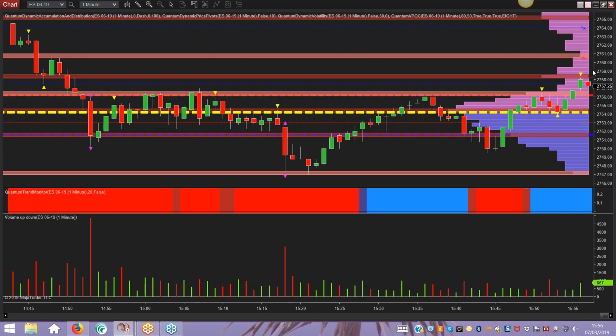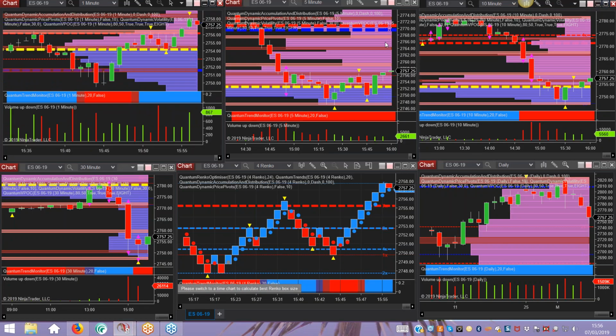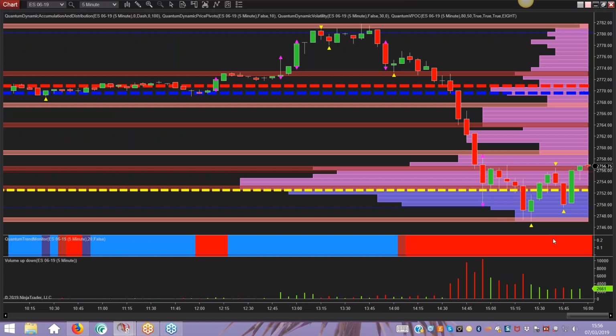Trend monitor's transitioned on 1. We've got a pivot gone in there, so maybe a temporary pause coming up. Let's leave that on 1 minute. Trend monitor hasn't transitioned on 5 yet. You wouldn't expect it to, but it probably has on 2 or 3 minutes. You would be seeing a change there, a shift in color.